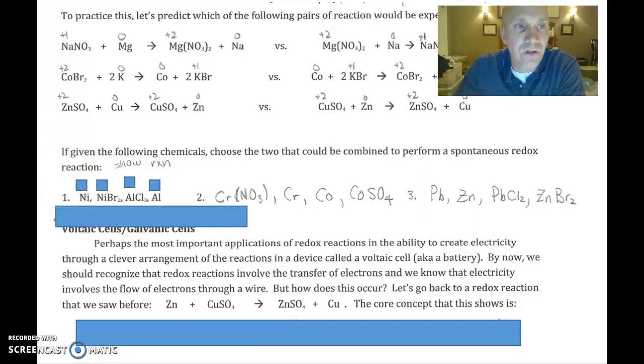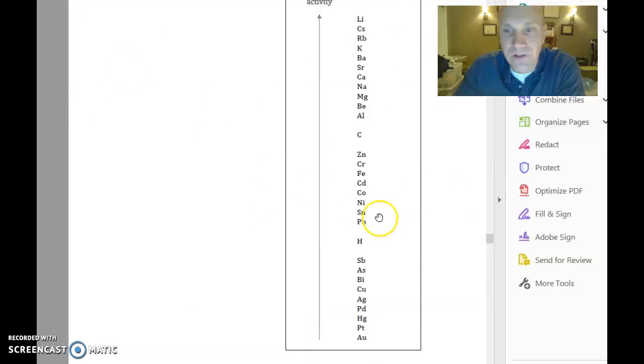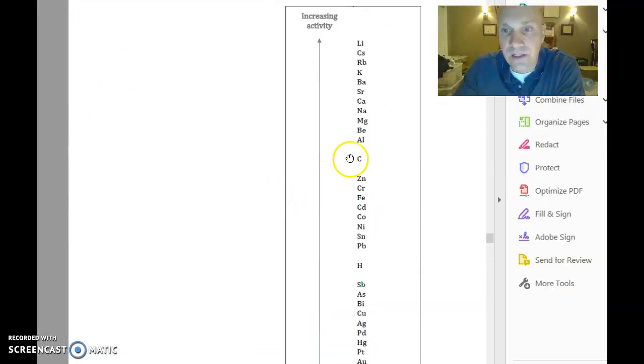All right, well, let's take a look at where these are. We've got aluminum right here. We've got nickel right here. So aluminum is going to be the one that we would expect to get oxidized. Since it's going to get oxidized, we want to show it as the pure metal on the left-hand side of the reaction.